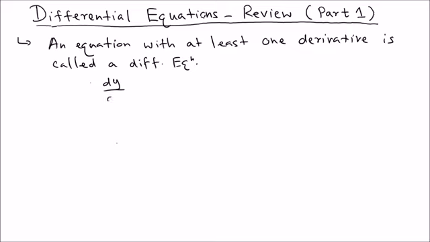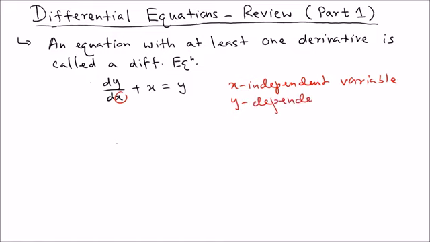So dy over dx plus x equals y. Here x is the independent variable, which is normally what is in the denominator, and y is the dependent variable. When you have an ordinary differential equation, there's only one independent variable. If there is more than one independent variable, we call it a partial differential equation. We can talk about that later, but that's not the topic of this course.